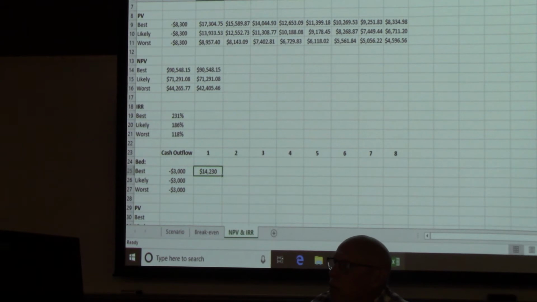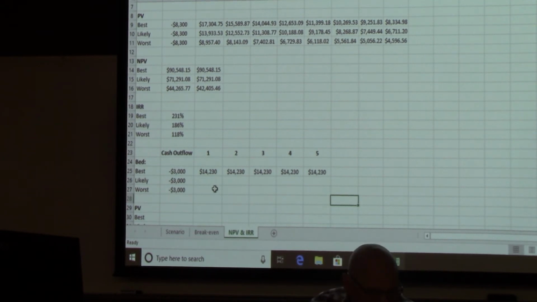So let's go ahead right here and hit F4. Boom. And scroll it out for 5 years, because it's a 5-year project. We'll get into how to reconcile the difference between the 5-year project and the 8-year project in questions 4 and 5.